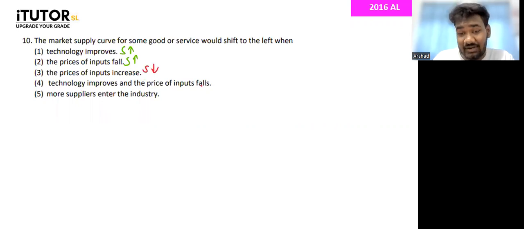Technology improves and price of inputs fall, supply would increase. More suppliers enter the industry, supply will increase. These are as easy as it gets. You can't ask for MCQs easier than this. Okay, done. Then we go to the next one.